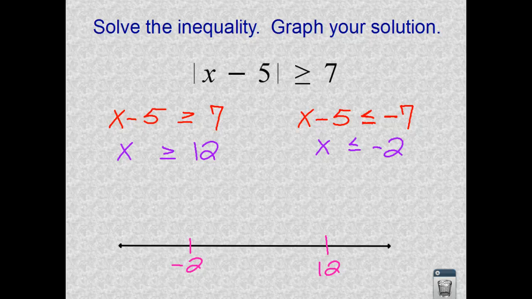Once again, we have closed circles. These answers are all included, so -2 and 12 are included in the solution portion. And now what direction do we shade? So greater than 12 would be to the right. And then less than or equal to, we go to the left. And this is another one of those opposite direction answers. So we could call this a union. So that means we have an OR statement, also known as the union.